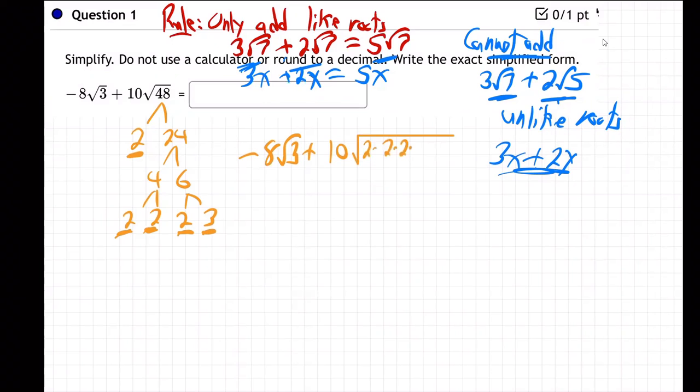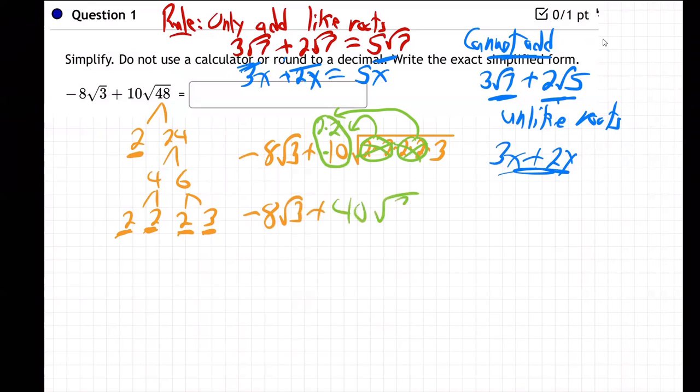2, 2, 2, 2. So it's 4 2's. 1, 2, 3, 4 2's and a 3. 4 2's and a 3. So what's the deal with that? Well, it's a 2-for-1 deal, huh? So these 2 2's, send 1 2 out, they're gone. These 2 2's, send another 2 out, and they're gone. And these guys all multiply on the outside, right in front of that root, right? They all came out of that root, so it's going to become negative 8 root 3 plus, and then it's 2 times 2 is 4 times 10 is 40, and then the 3 is left inside.